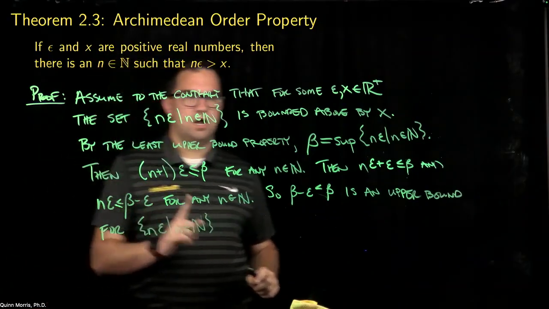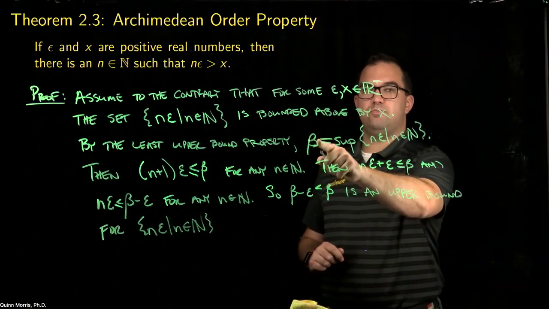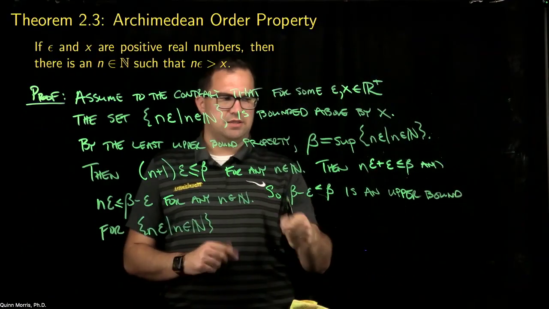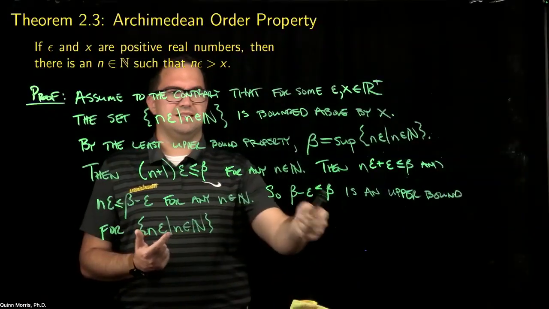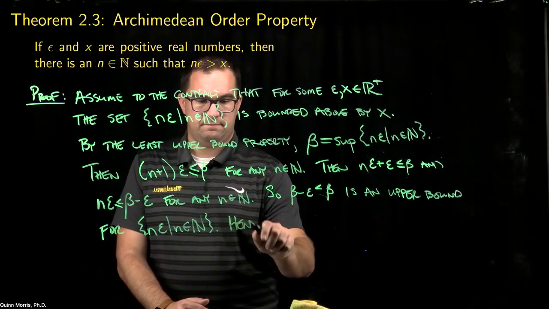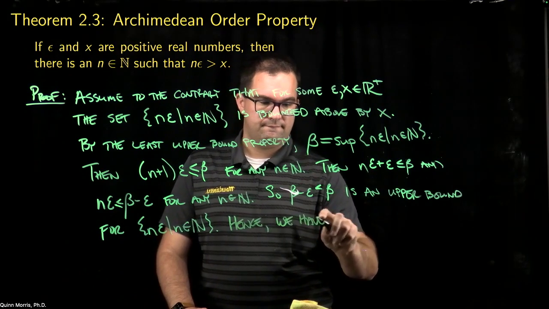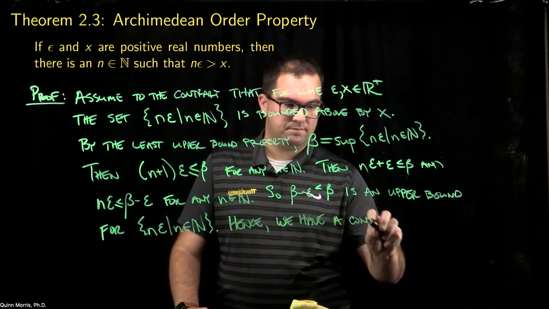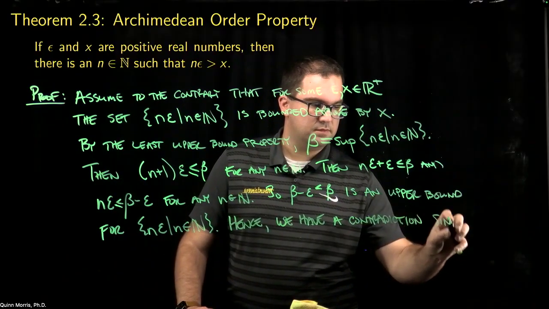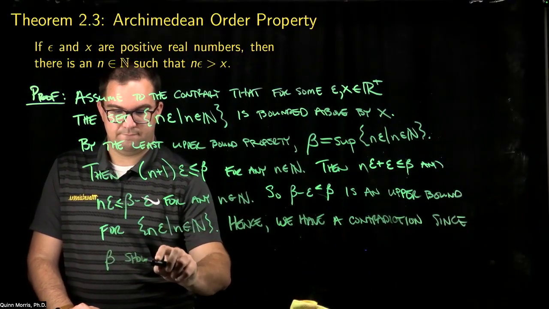Okay. But that's a contradiction because we assumed here that beta was the supremum, which means we assumed beta was the least upper bound. But now I've shown that beta minus epsilon is also an upper bound, and beta minus epsilon is less than beta. So that's a contradiction. So hence, we have a contradiction, since beta should be the least upper bound.